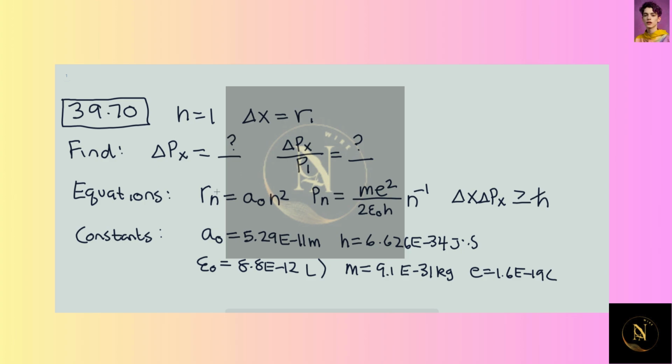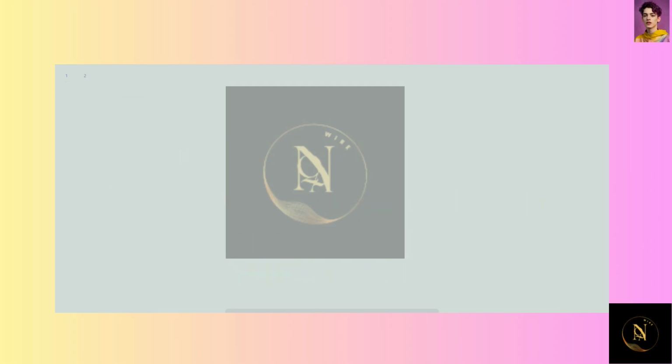So the equations we'll be using: the Bohr model twice. We'll be using the radius of the electron at different energy levels, according to that model, and the momentum at different energy levels. We're going to be using n equals 1 for both cases. And of course, we're going to apply the Heisenberg uncertainty principle. So we have many constants we need to be using, namely a naught, the Bohr radius, Planck's constant, h, and then the electrical permittivity of free space, and mass and charge of an electron. So let's jump into it.